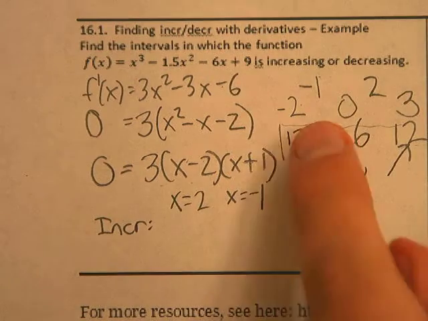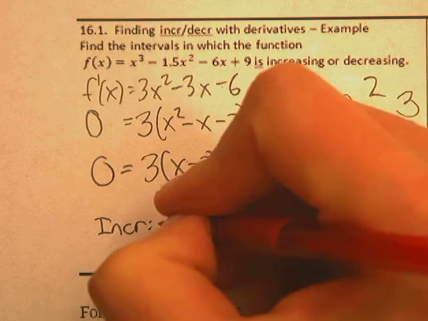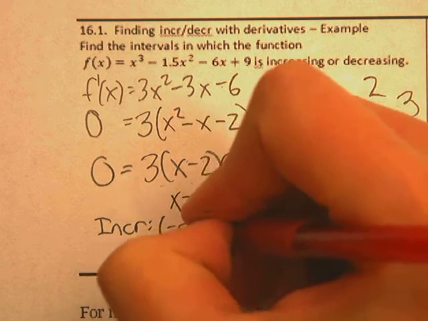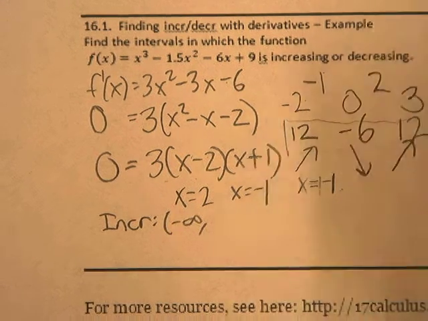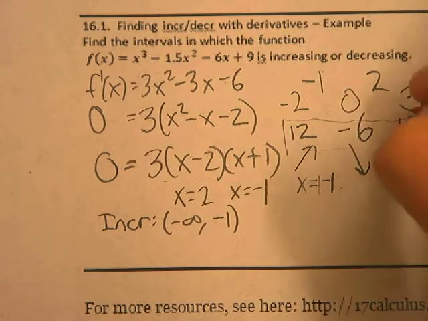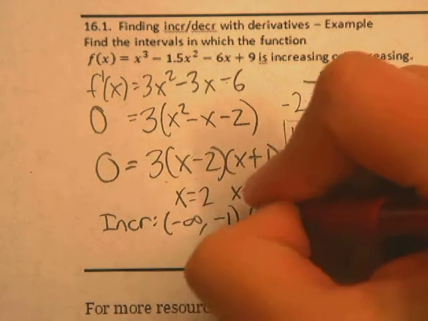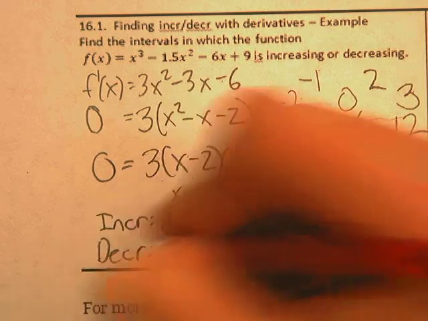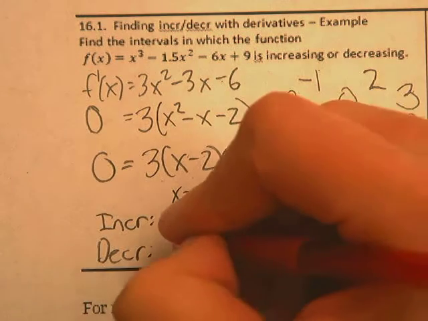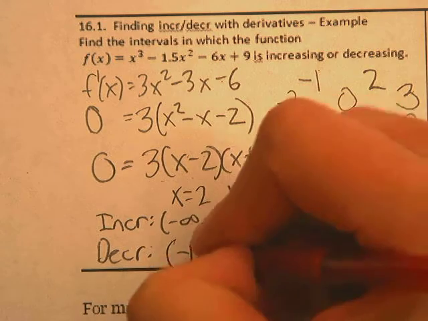is happening from negative infinity, so where this function starts, to where does it end? Negative 1. It also increases over here on this side, so from 2 to infinity. All right, decreasing. Well, that happens in between these 2 points, so from negative 1 to 2.